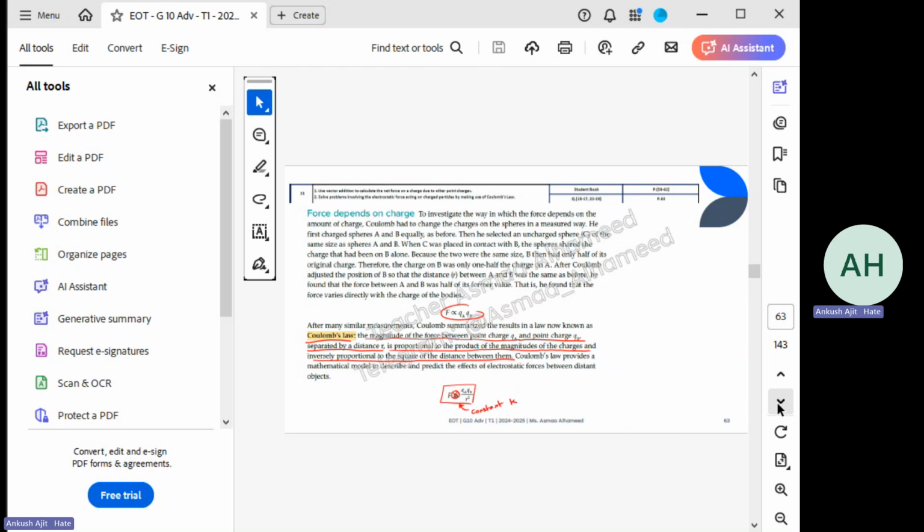For example, if the distance is increased by 3 times, the force between them will decrease by 1 upon 9 times. If you are increasing the distance, the force will be less, because it is inversely proportional. If you are decreasing the distance, then the force will be more.